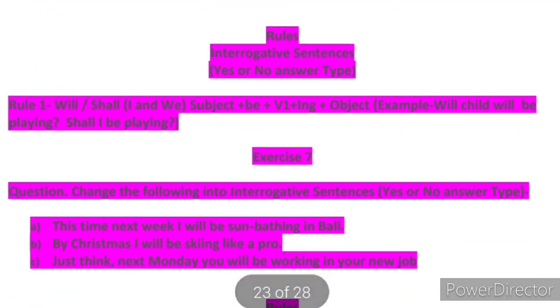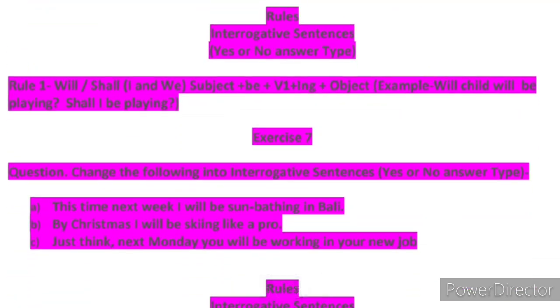So next rule for the interrogative sentence, yes or no answer type. Rule is, we are supposed to add will and shall in the beginning, and rest will be the same. Will, shall plus subject plus be plus V1 plus ing plus object. For example, will child be playing, shall I be playing, question mark.